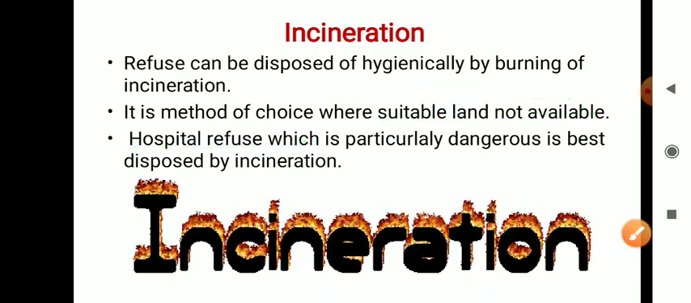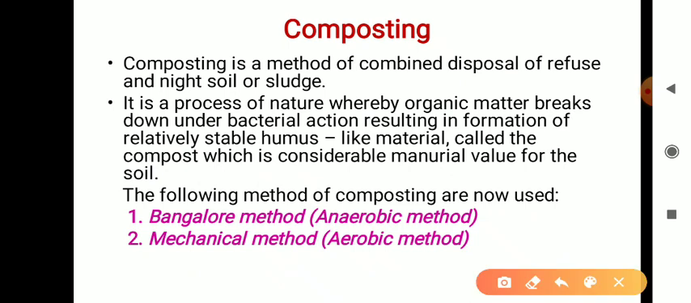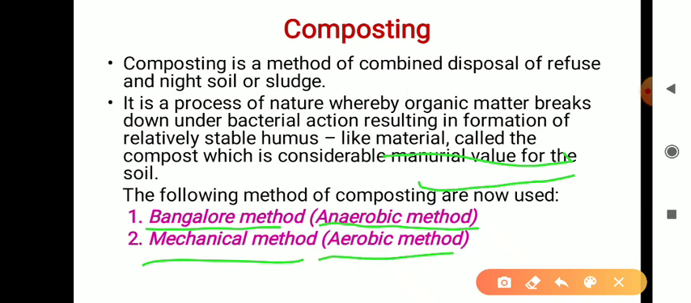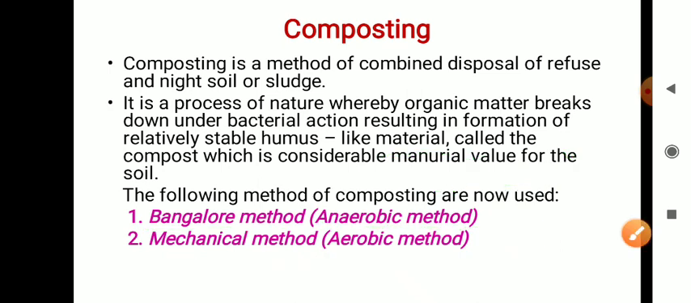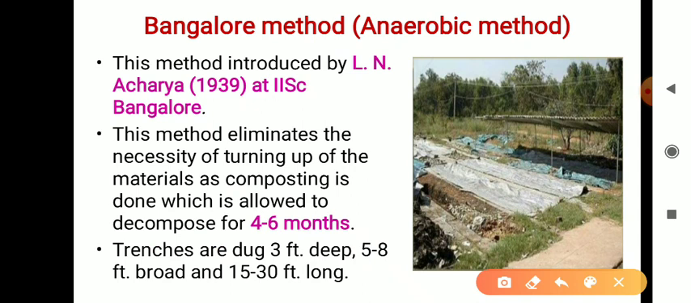Next we will see composting. Composting is a very nice process because it gives natural manure for agricultural areas. There are mainly two methods used, the Bangalore method and the mechanical method. The Bangalore method is also known as the anaerobic method, meaning there is an absence of oxygen, and in the mechanical method oxygen is present. We will discuss them one by one.